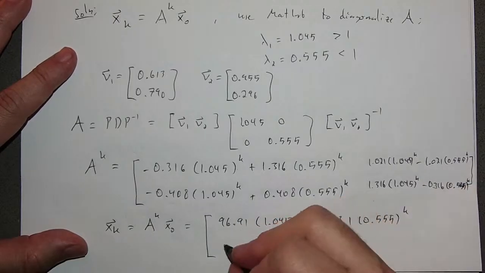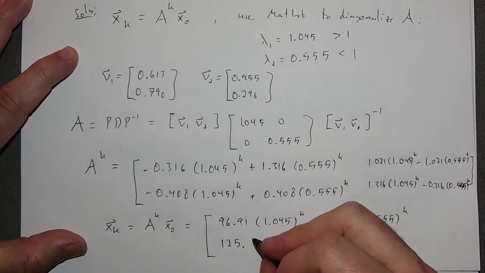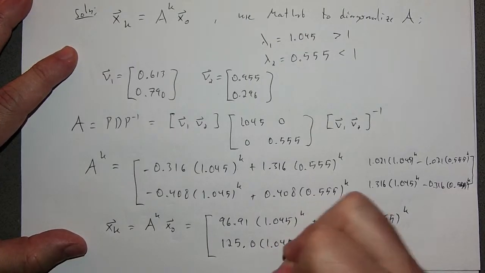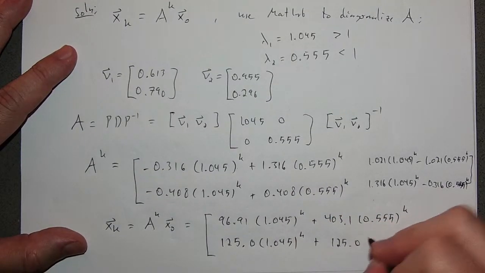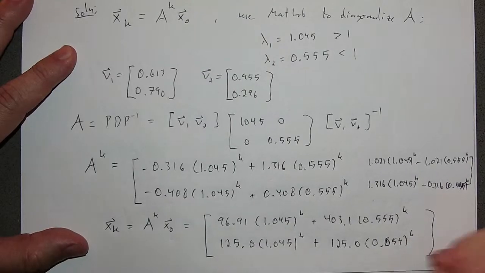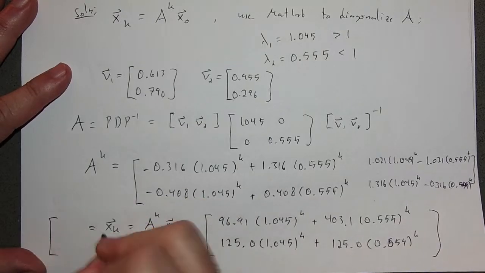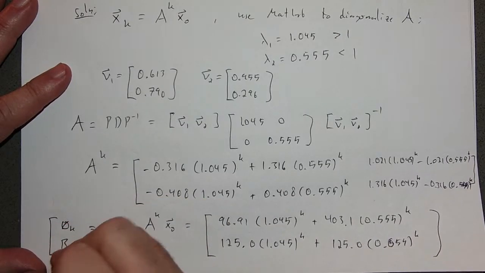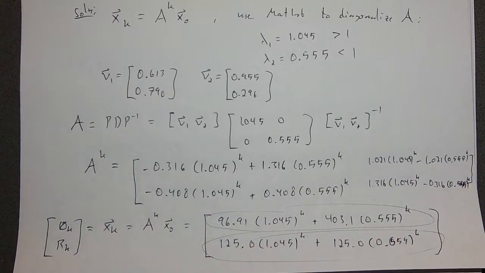And lastly, 125 times 1.045 to the k plus 125 times 0.555 to the k. Okay. So, of course, this vector just tracks the owls and the rats after k months. So the owls after k months are tracked by this slot. The rats in thousands after k months are tracked by this slot.